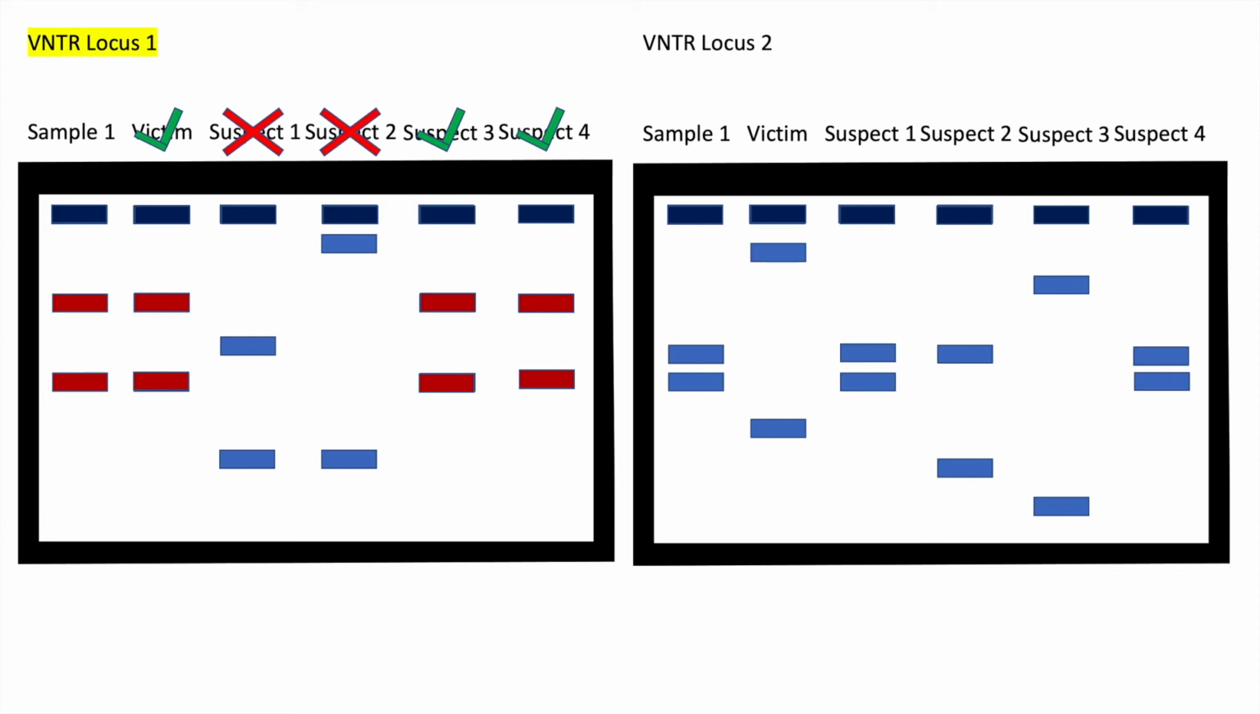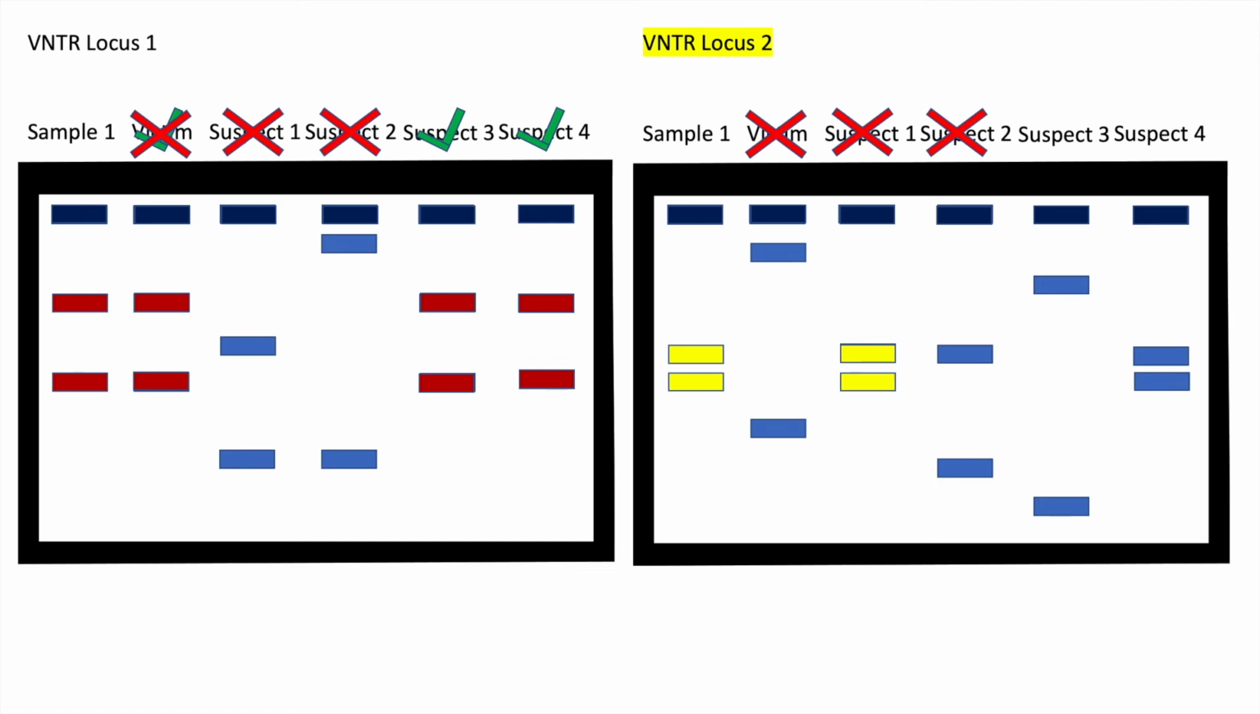The second VNTR locus analysis should help us narrow down even further who left the sample at the crime scene. Now we are examining the second VNTR locus analysis. Now we can see that the victim does not match the sample evidence left behind at the crime scene. Therefore, we can say that the victim did not leave behind the sample evidence at the crime scene. We already eliminated the possibility of suspects 1 and 2 from the crime scene, even though suspect 1 does match the sample at VNTR locus 2.